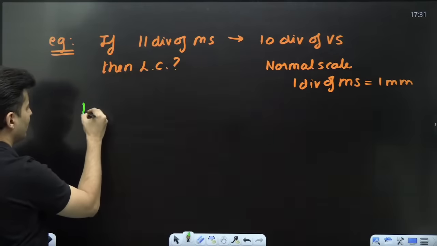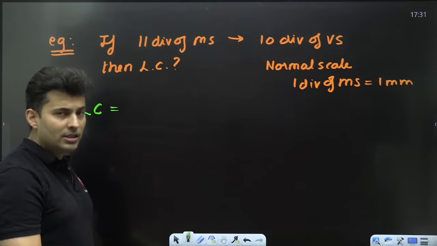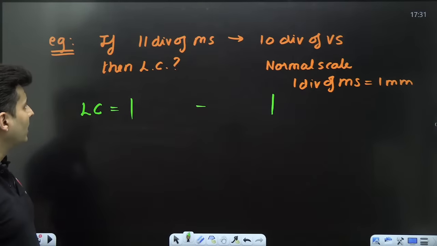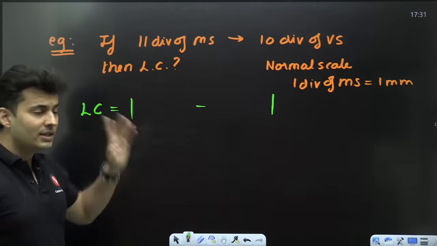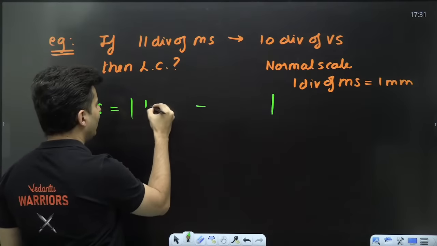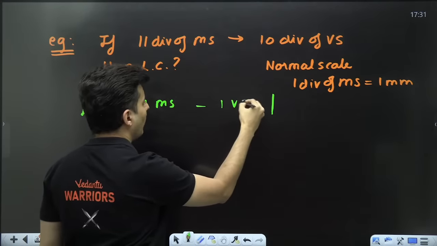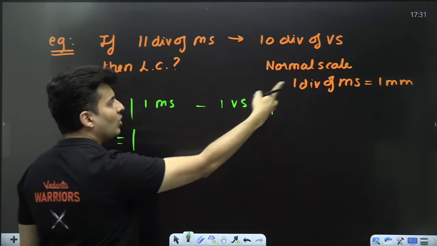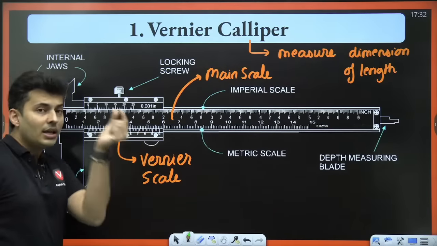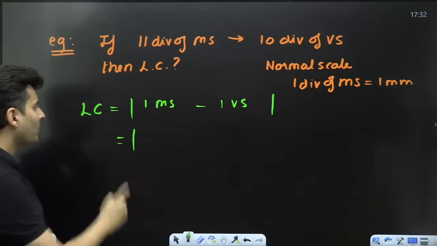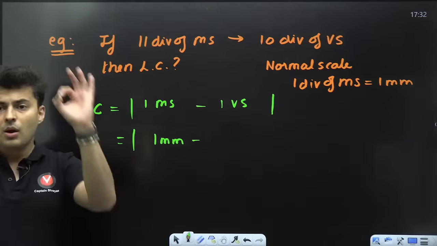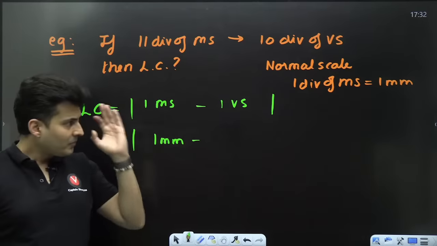What you will do, my dear students, is observe this very carefully: the least count will be nothing but one division of main scale minus one division of vernier scale. One division of main scale is already given. The main scale has some divisions on it, and one division on that main scale is already given to be 1 millimeter. Is that right, everybody? Great.